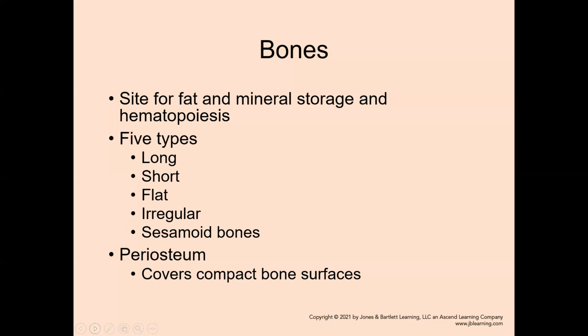The periosteum is a layer of connective tissue that covers compact bone surfaces. It serves as the muscle attachment via tendons. It is full of nerve fibers.